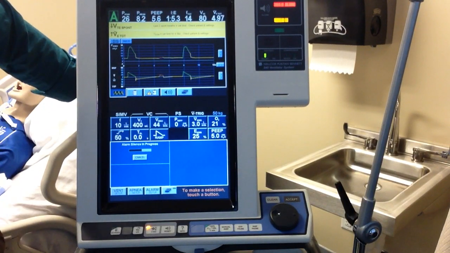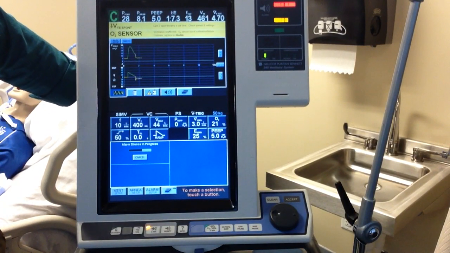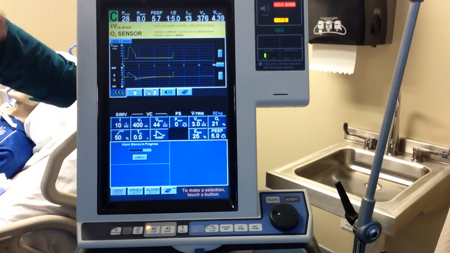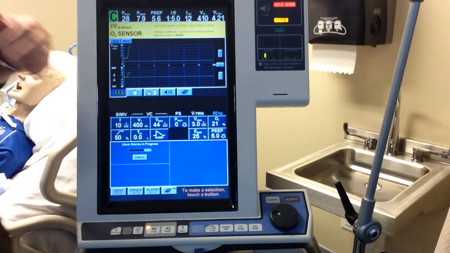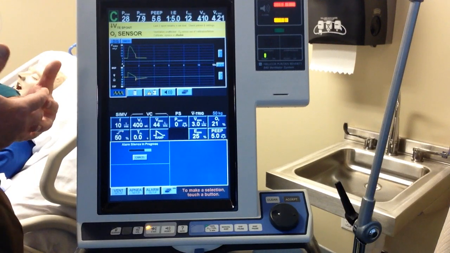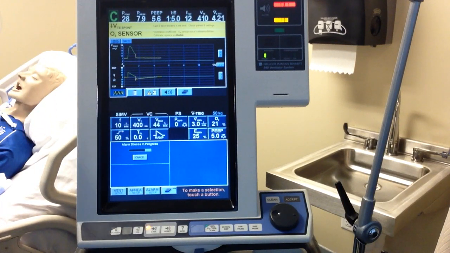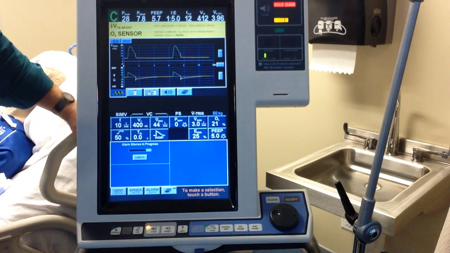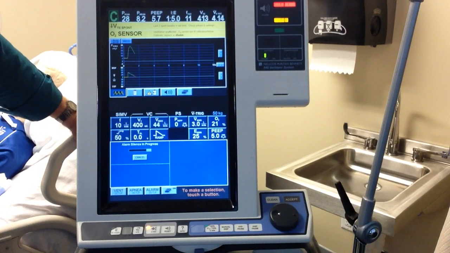A C is a control breath. That means the machine gives it. Assisted breath means it's within the time frame that the machine needs to give the breath, but the patient is trying to take a breath, so it's going to give the machine breath with the patient's assistance. It's going to assist the patient taking that breath. That's what the A means. The S is totally spontaneous.